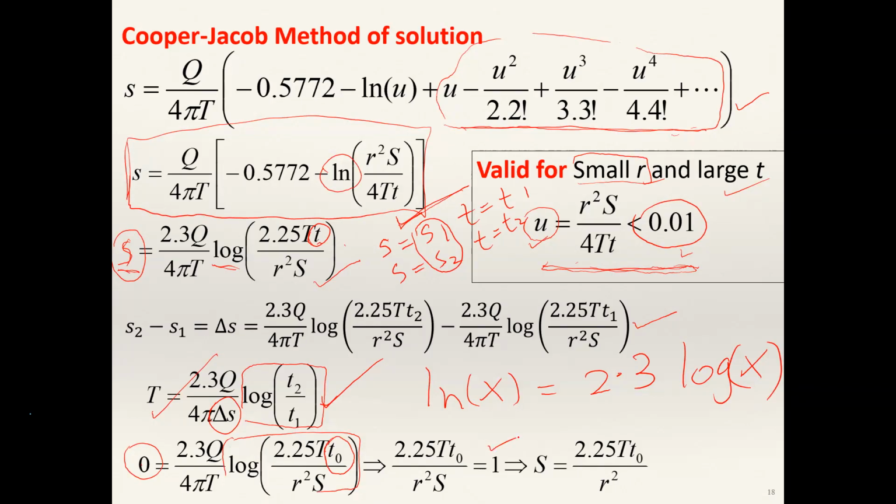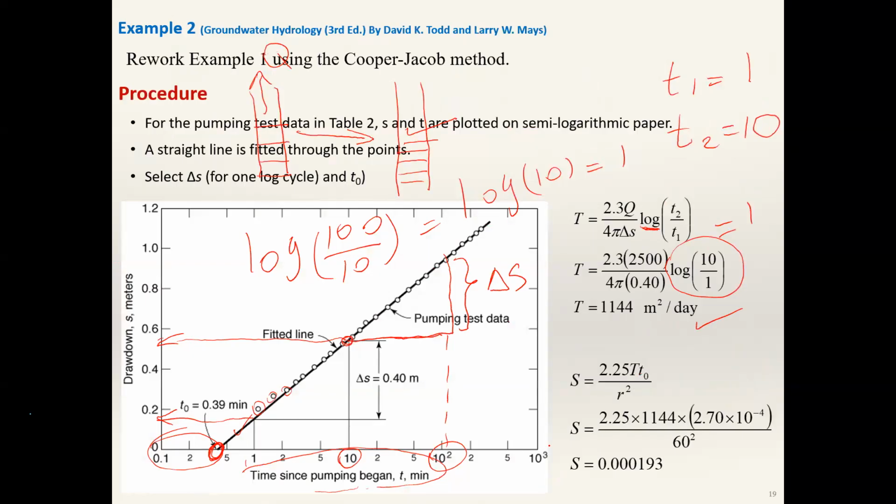That's it. You have calculated the transmissivity earlier. You know the T naught from the graph. R is the radius, so that you can find out the storativity, right? So that is the idea. So you have this transmissivity calculated earlier, 1144. T naught coming from the graph, that is in here. R is the given radius. You find out your storativity. That is the Cooper-Jacob equation.